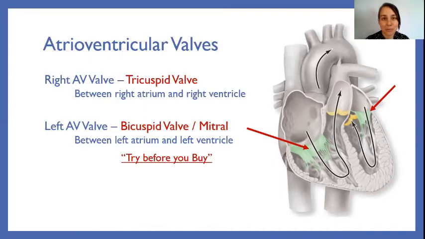One way to help remember this is that you try before you bi. So the tricuspid is the first one that blood is going to flow through. Then it will go out to the lungs, come back, come in with the bicuspid valve, and then get pumped out to the body.